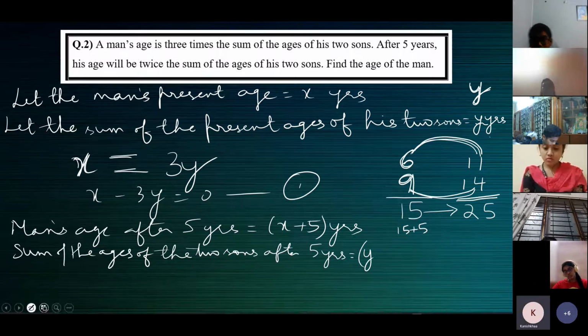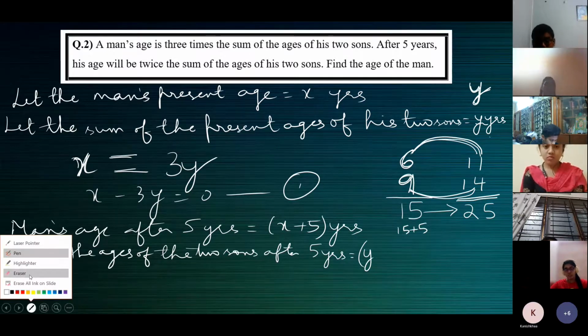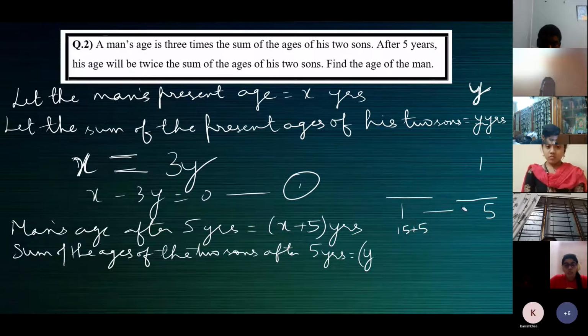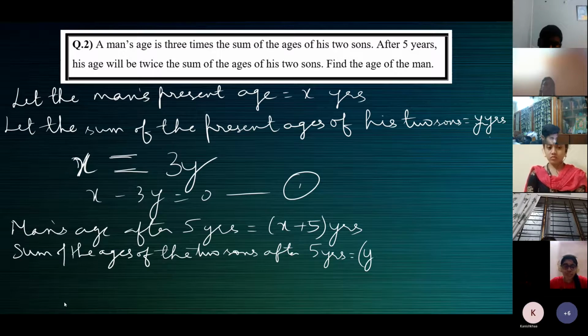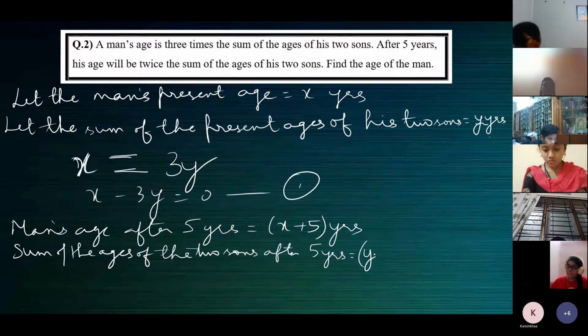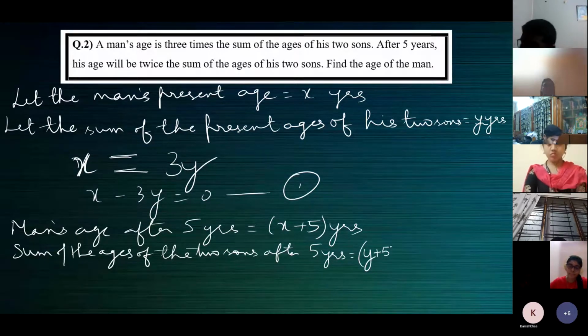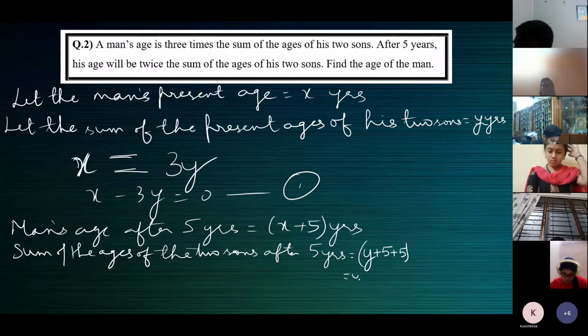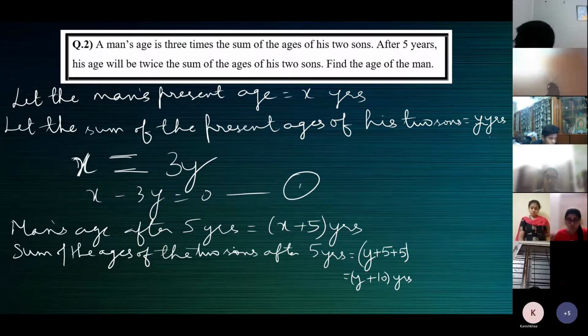Following, children? Yes, ma'am. Now tell me what will be the sum of the ages of the 2 boys after 5 years? Y plus 10, ma'am. So this is the present sum. After 5 years, one boy's age will increase by 5 and the other boy's age also will increase by 5. So it is y plus 10 years. Now read the question. After 5 years, I didn't read. I just made the expressions for their ages.